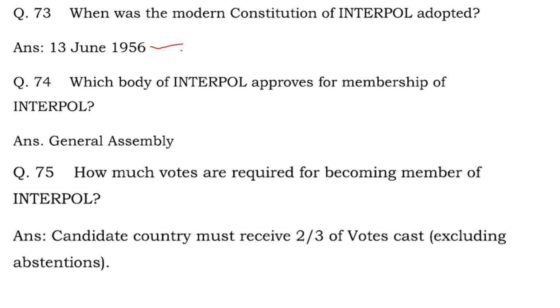Please read the questions carefully because my video will be too long, so I am reading it quickly, but you have to remember or learn all these types of questions. Okay. So question number 74, answer is General Assembly. Question number 75, answer is candidate country must receive 2/3 of the votes cast.